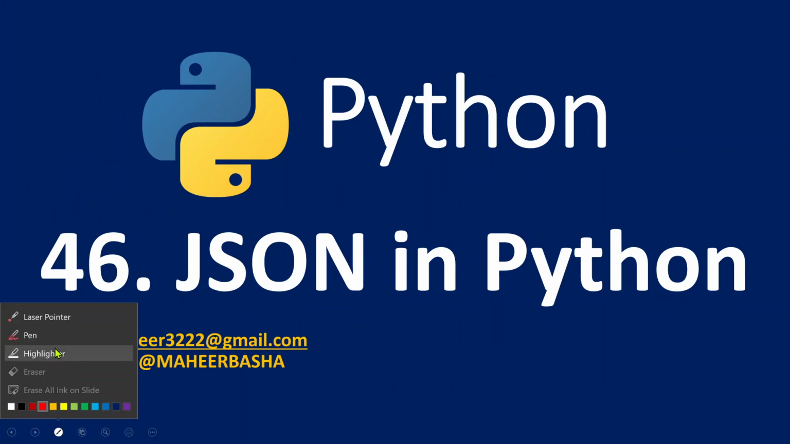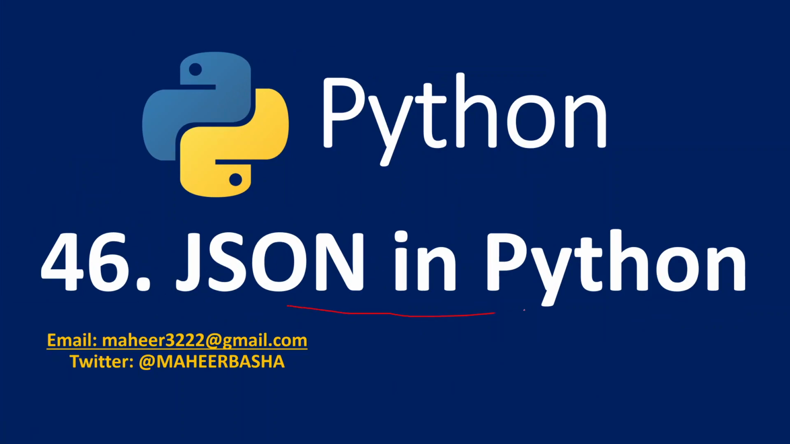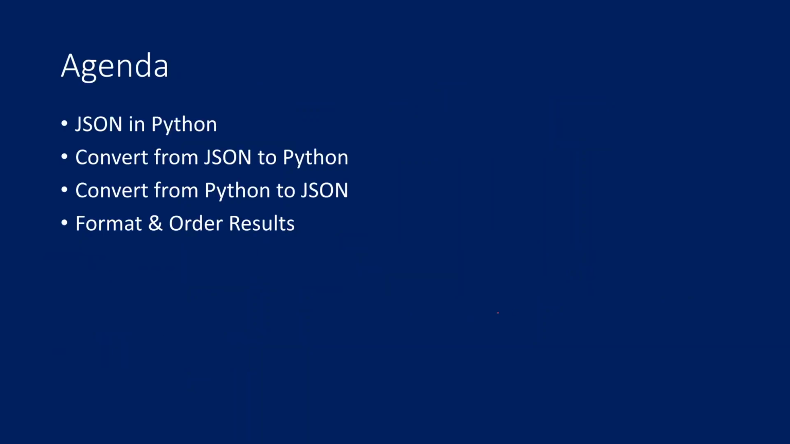In this video, we are going to discuss JSON in Python. That means how to work with JSON in Python. If you have a JSON string, how to convert that to Python objects. And if you have Python objects, how to convert them to a JSON string. And also how to format the JSON and other things.